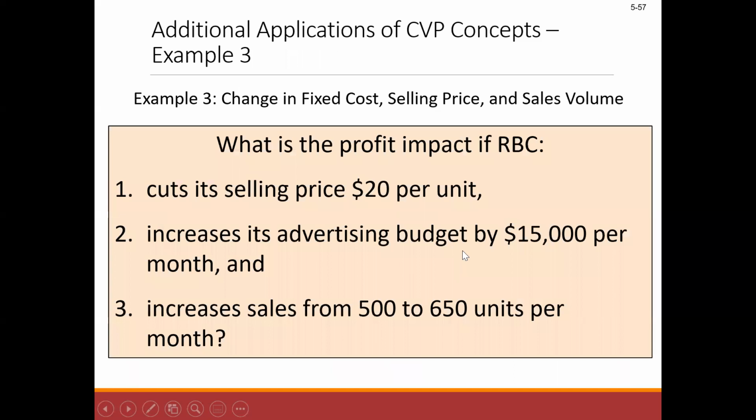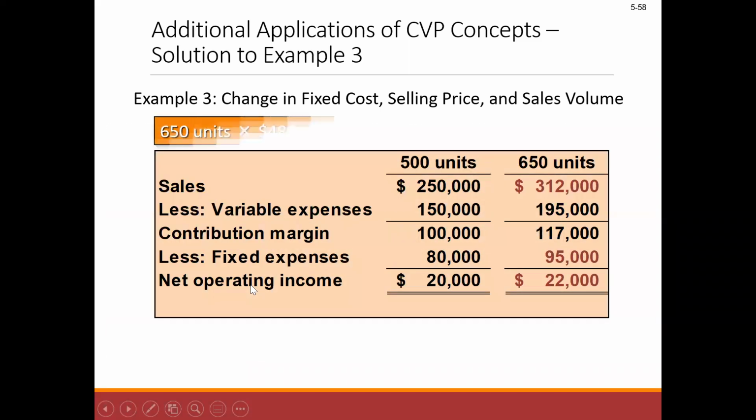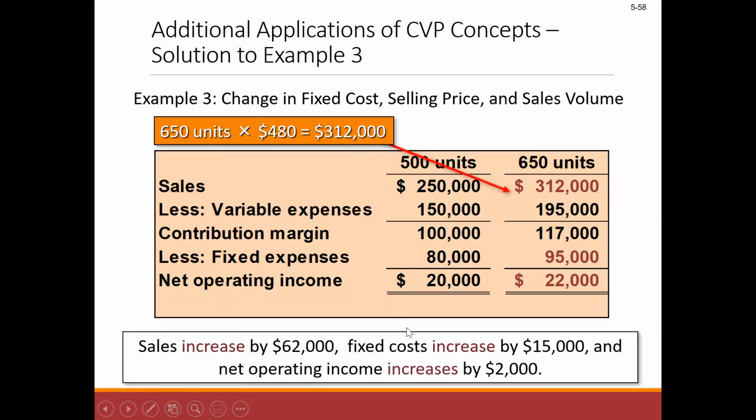So in this example, if we change fixed costs, selling price, and sales volume, what is the profit impact if the company cuts its selling price by 20 bucks a unit, increases its advertising by 15,000 a month, and if sales go up 150 units per month? So here is the original. In this case, it's reducing its sales price by 20 bucks a unit, but the units are at 650 sold versus 500.